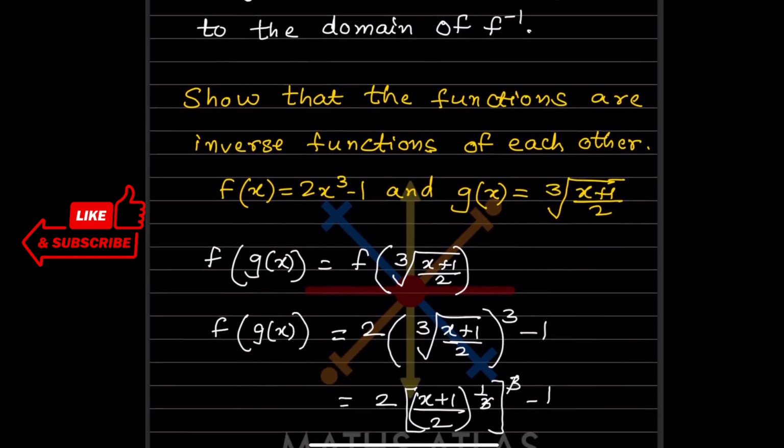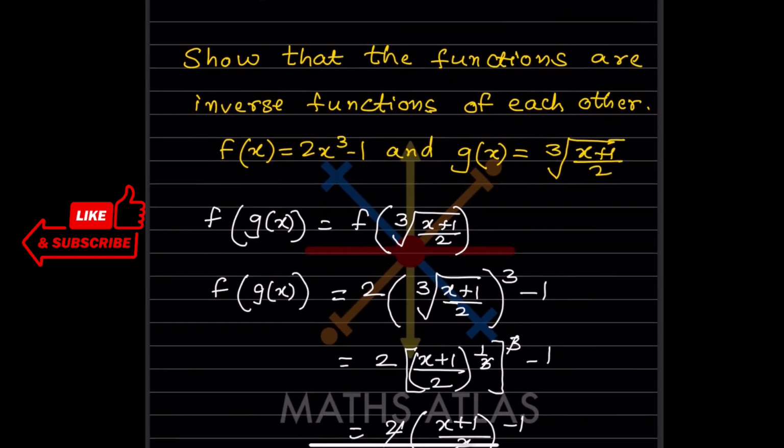So now let us see. Here it is given: show that the functions are inverse functions of each other. f of x is 2x cubed minus 1, and g of x is the cube root of (x plus 1) divided by 2. Let us start by taking, in place of this x, g of x. So what will happen here? f of g of x: in place of this g of x, we are going to write this value.